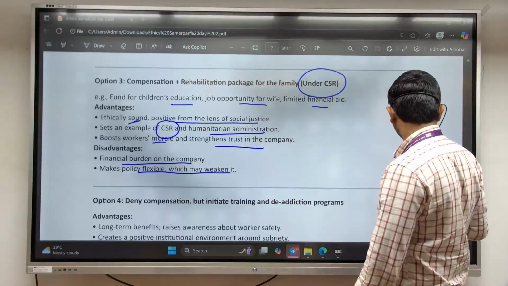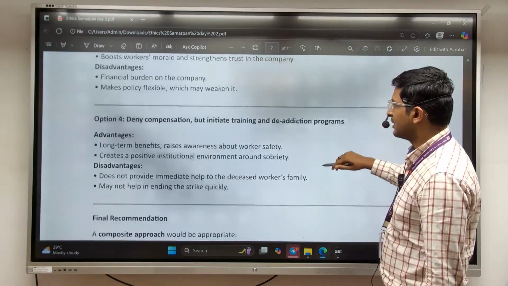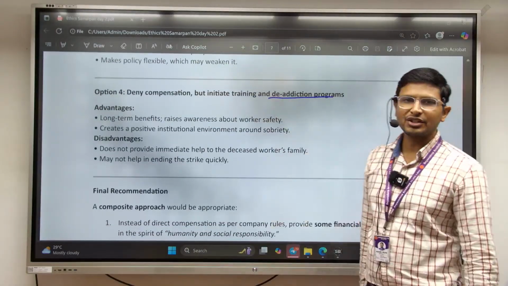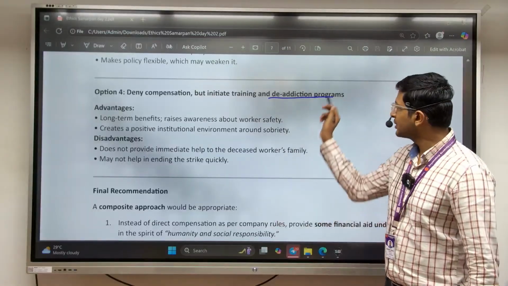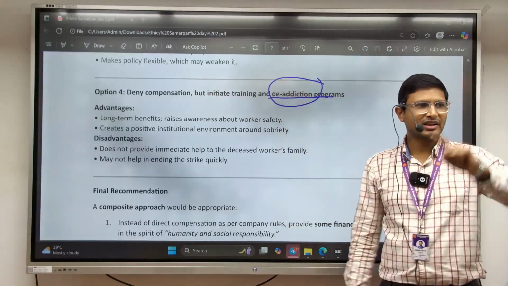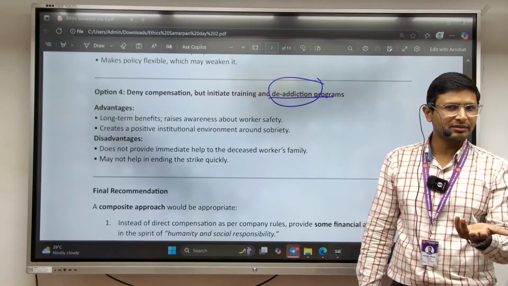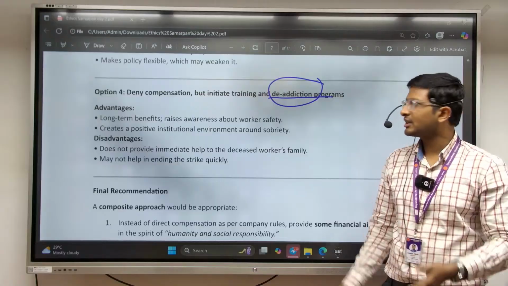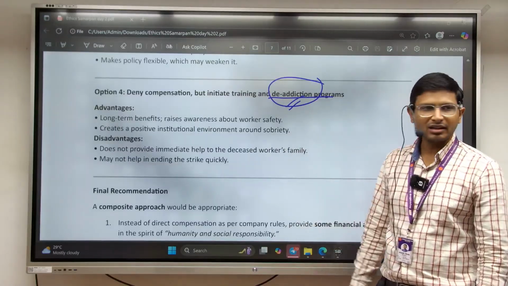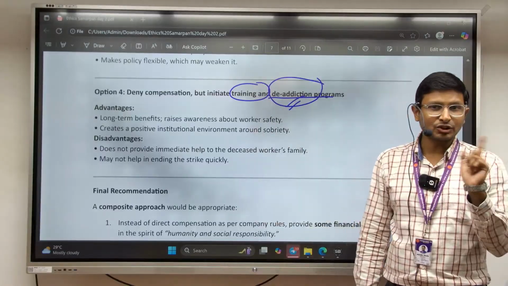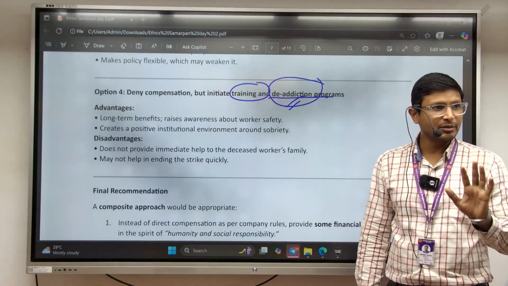Okay, then deny compensation, but initiate training and de-addiction process. De-addiction क्यों लिया गया है? Because the worker had an addiction. So एक है तो मतलब कई और भी हो सकते हैं, and this may happen in the future. So उसके लिए de-addiction करना पड़ेगा. अब वर्कर्स को प्रॉपर ट्रेनिंग भी देनी पड़ेगी, so that such incidents should not happen in the future. So ट्रेनिंग भी दे दो उनको.